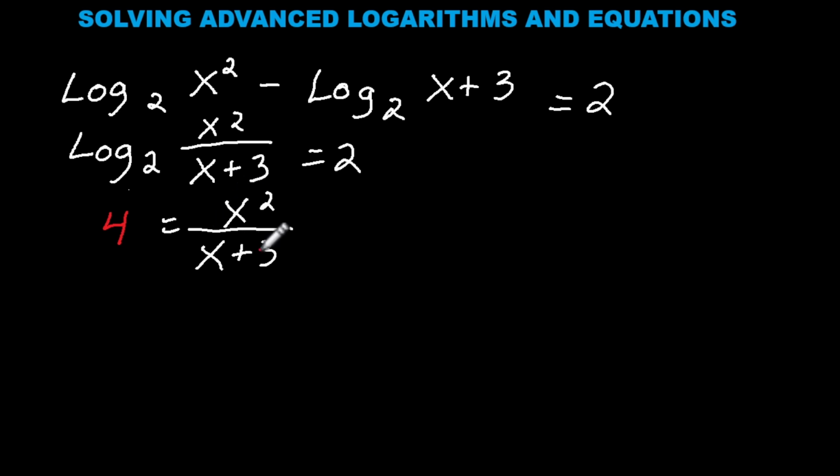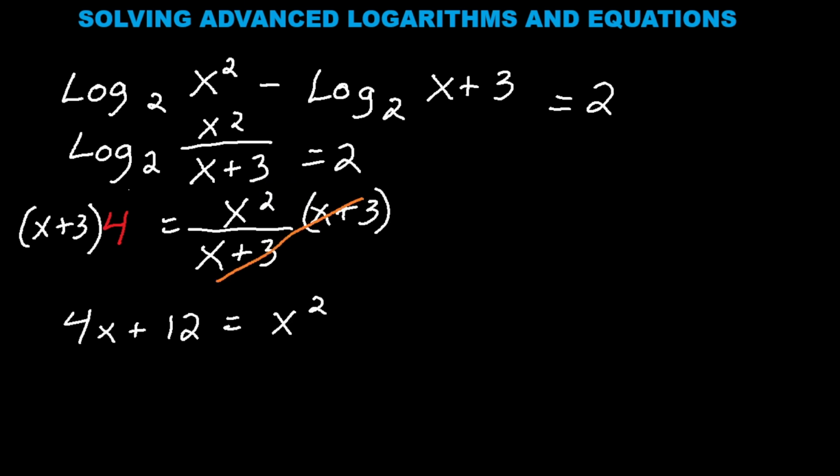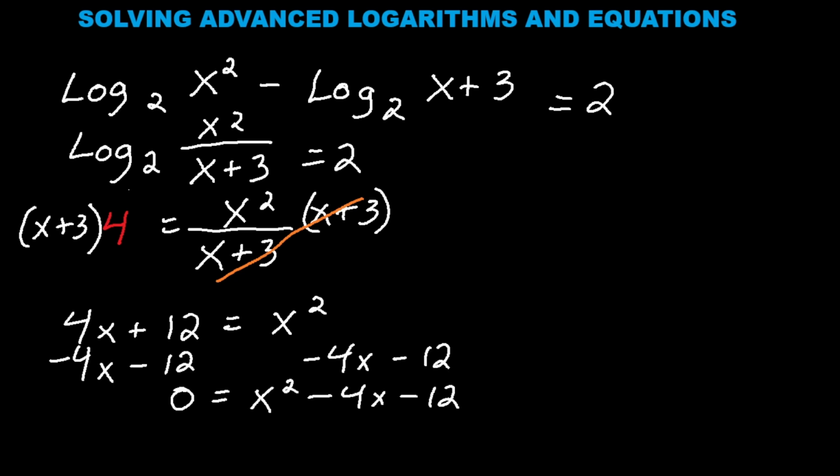And then in order to get rid of the fraction altogether, I can multiply both sides by x plus 3, which gives us 4x plus 12 equals x squared. And to turn this into a quadratic equation set equal to 0, on the next line, I'll subtract 4x plus 12 from both sides, which gives us 0 equals x squared minus 4x minus 12.